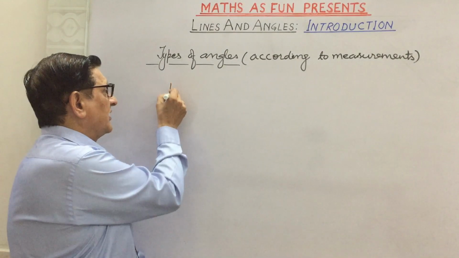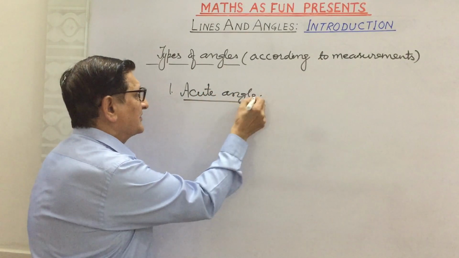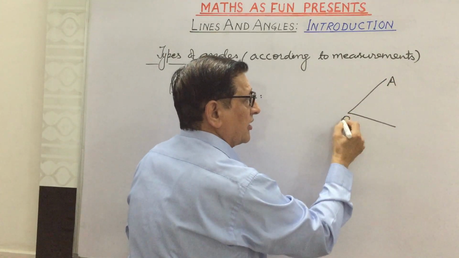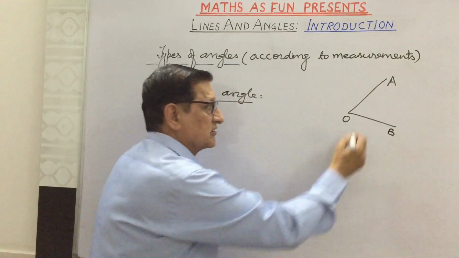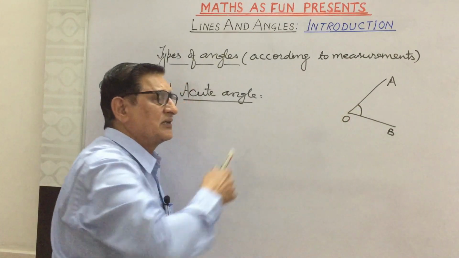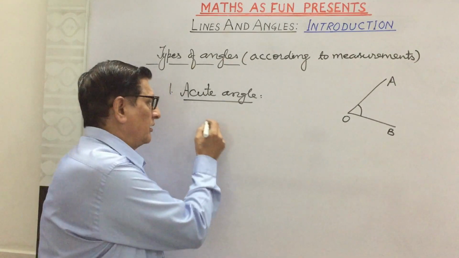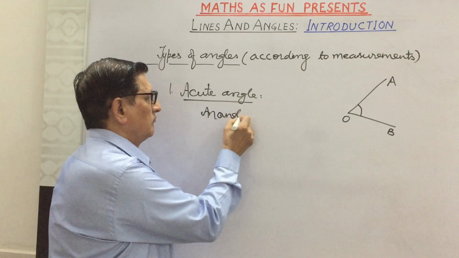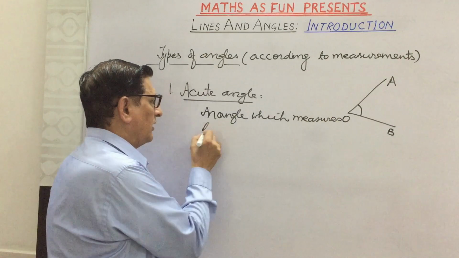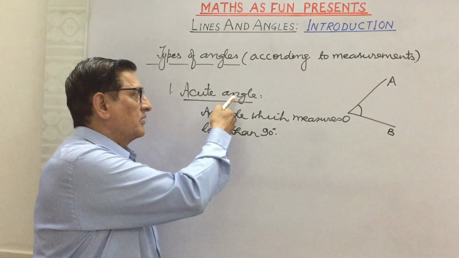The first one we have is acute angle. What is an acute angle? We say any angle formed here, suppose it is AOB, this is the angle. If the measurement of this is less than 90 degrees, then we say it is an acute angle. An angle which measures less than 90 degrees is an acute angle.